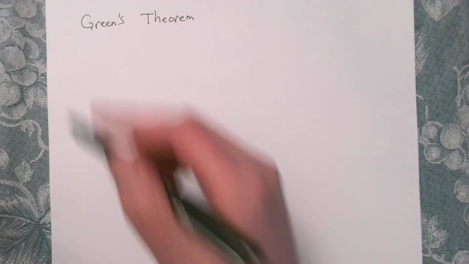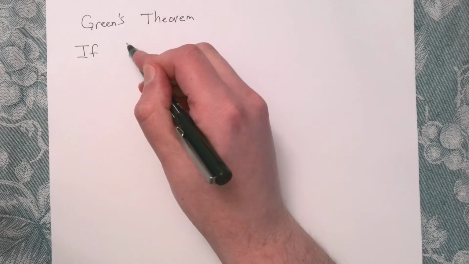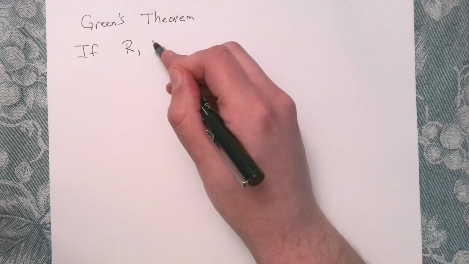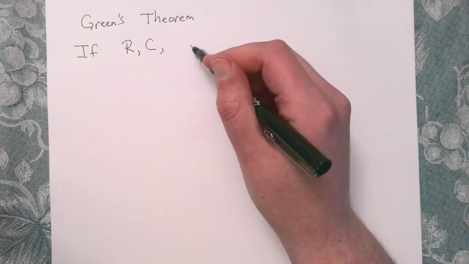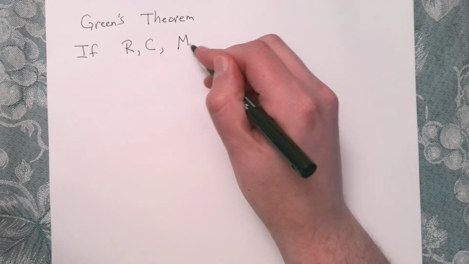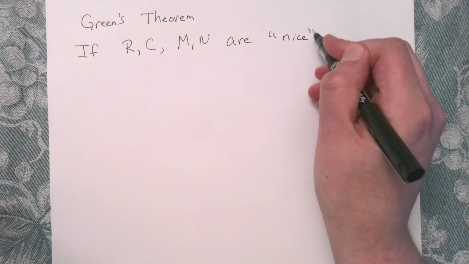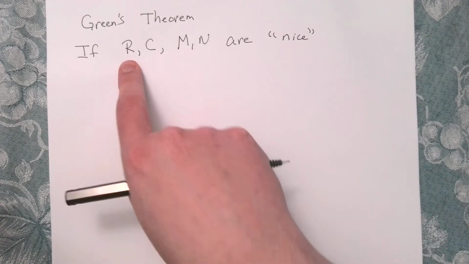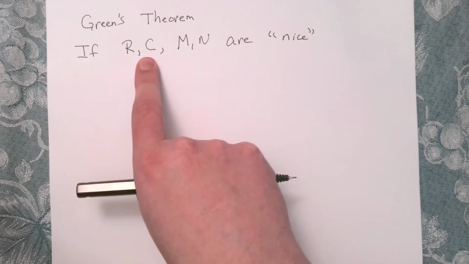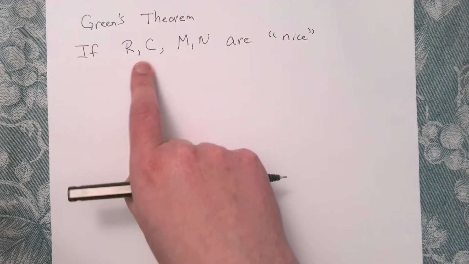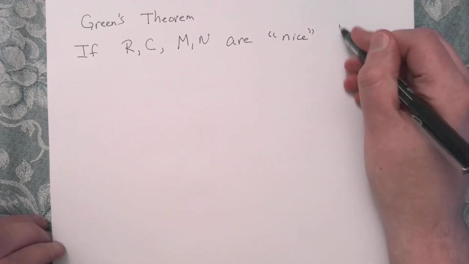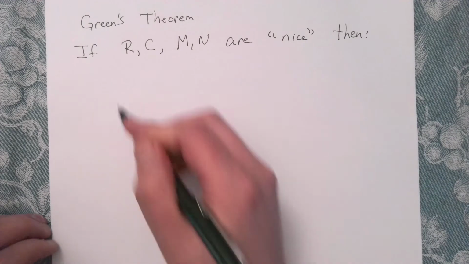So I'm going to cheat a little bit. You can look up the formal statement of the theorem, but I'm going to say if the region, the boundary curve, and these functions m and n are sufficiently nice, and what I mean by nice is R is simply connected, C is piecewise smooth, I travel the curve counterclockwise so that the region's always on the left, and m and n have continuous first partials. So if all of that happens, then we get the following.